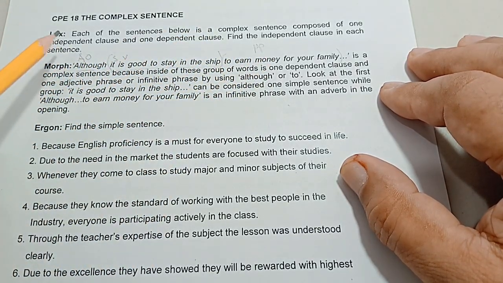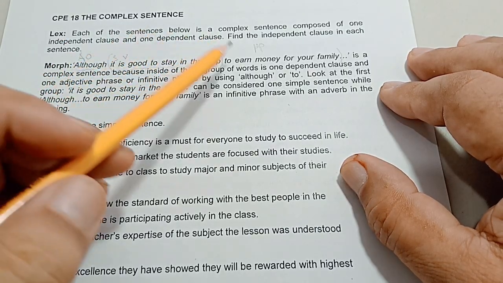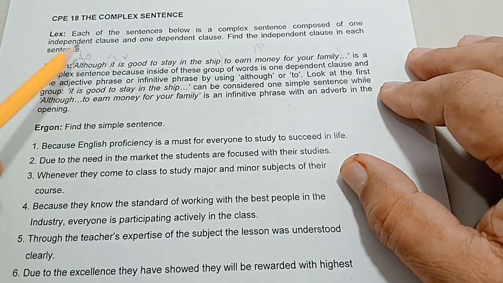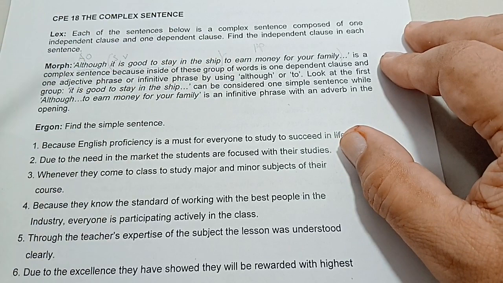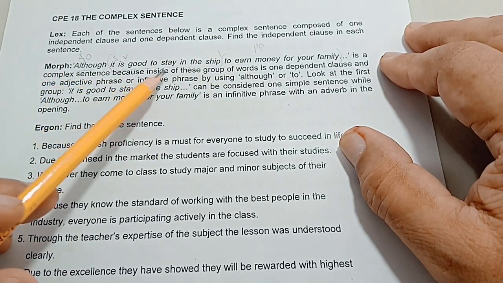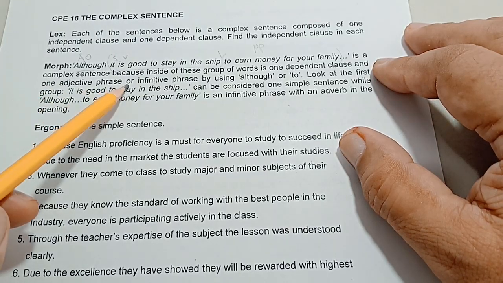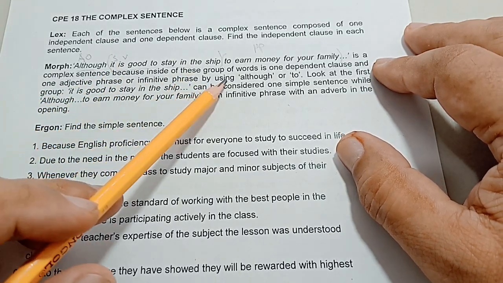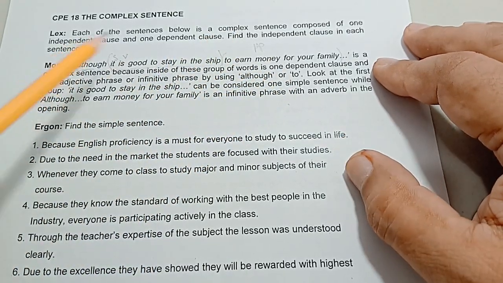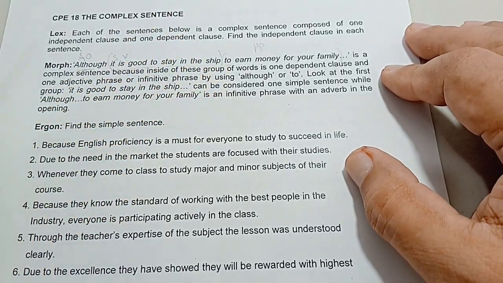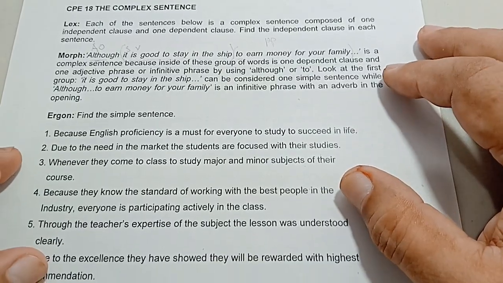So, makikita nyo na naging complex itong sentence na ito. Okay? Kasi isang simple sentence ay nasa loob ng isang tinatawag na adverbial opener and a prepositional phrase. Okay? So, complex yan because inside again of this group of words is one dependent clause and one adjective phrase or infinitive phrase by using although at saka yung to. Ito yung although, ito yung to. Okay? So, let's find out here.